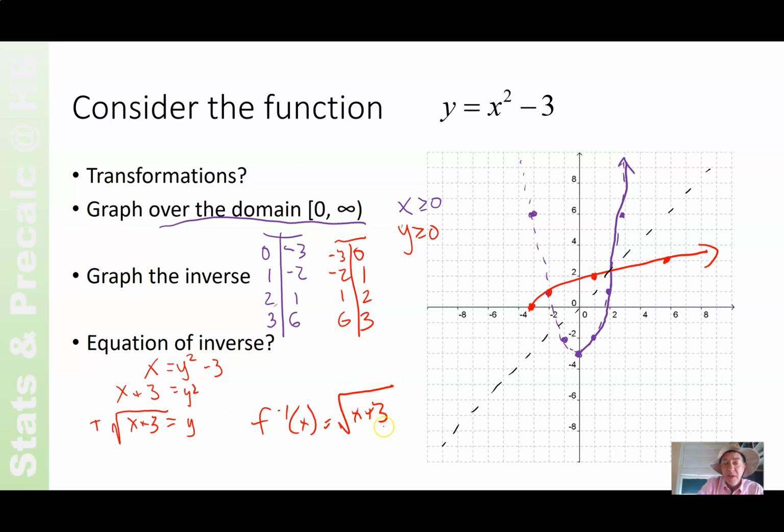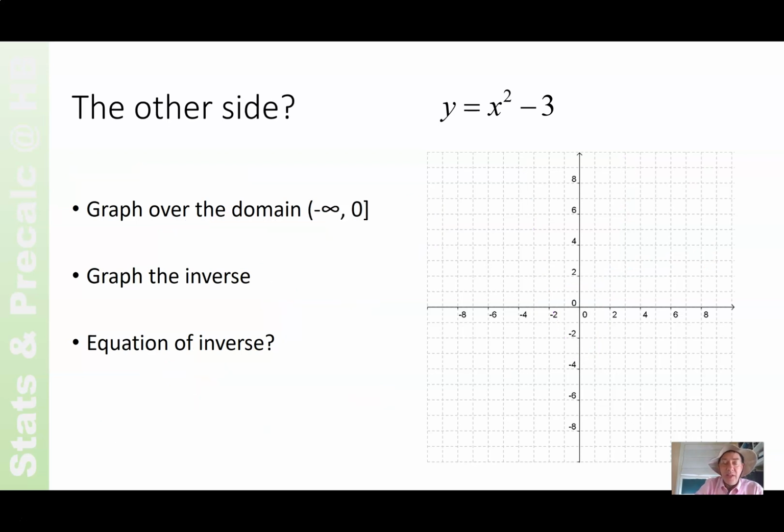And you'll notice that looks like the square root function moved to the left 3, and sure enough, it is a squared function moved to the left 3. What about the bottom half of that parabola, the left-hand side? We can take another look and see where that goes. Going to take a look at the left-hand side this time.